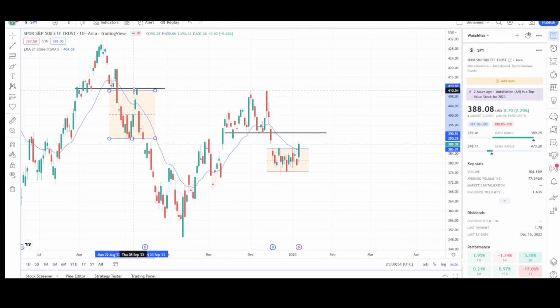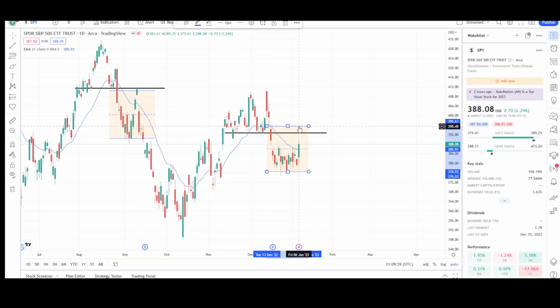So if we double the range right here, it will probably take us to the 395. So that's kind of high. I think we just get rejected from the 392. I don't think we get up to the 395, but it is a possibility. It is on the target. The 396 level is also there. So I'm expecting a breakout to continue or even fail right now.